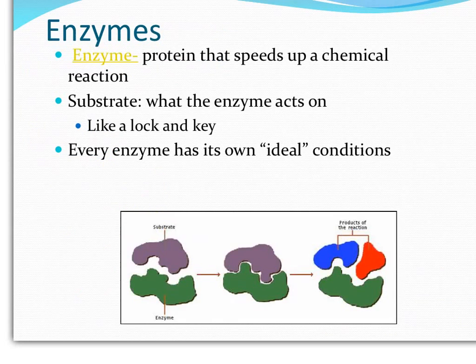One system of proteins that really uses this 3D structure is enzymes. An enzyme is just a protein that can help speed up a chemical reaction. Basically, the enzyme acts upon a substrate, right? This is what the enzyme acts on, and it fits that specific substrate like a lock and key. So every substrate, everything that's going to get changed, has a very specific enzyme that goes with it. And along with that, every enzyme has its own ideal conditions.